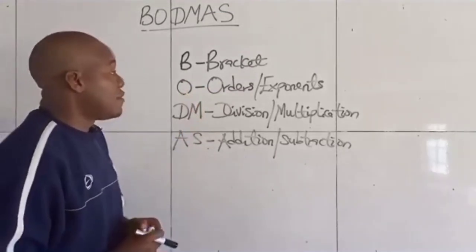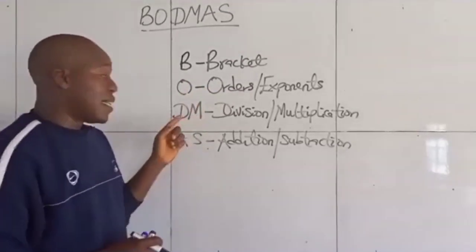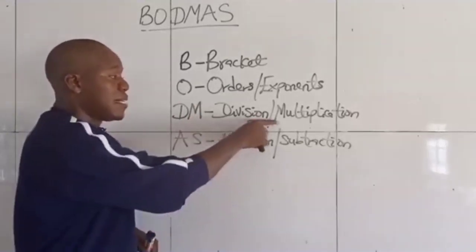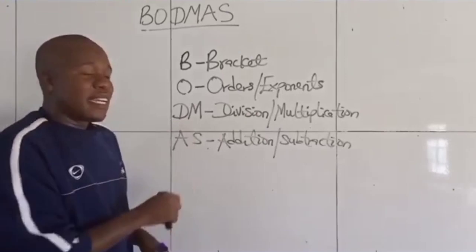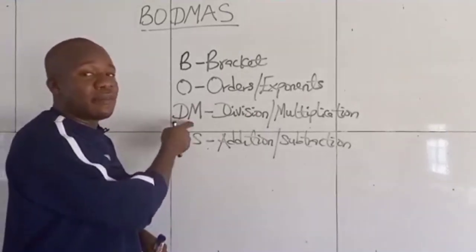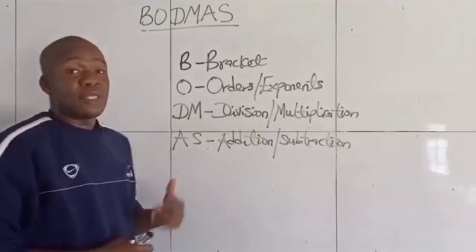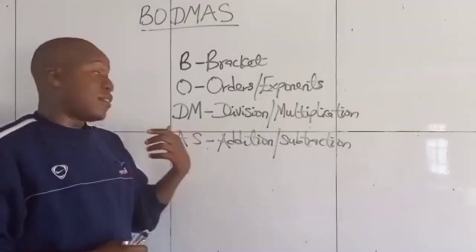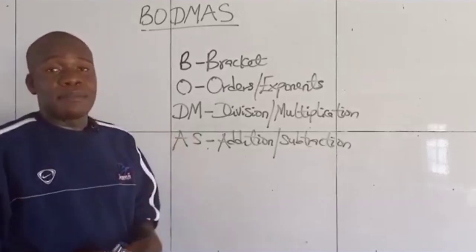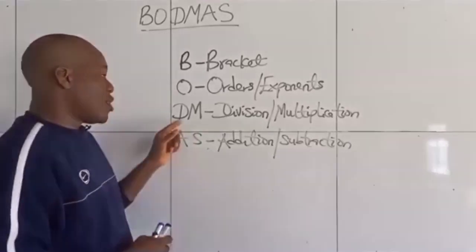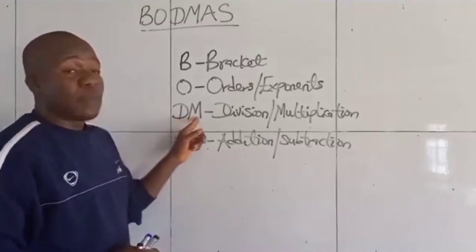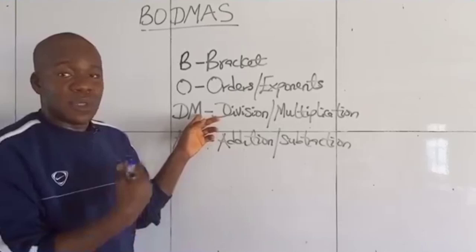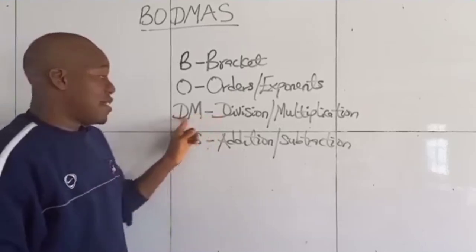When you're done with the ones that involve exponents, you look at the next order, D and M, on the same line. What this means is that division and multiplication have the same precedence. D doesn't have to come before M and vice versa. So division must not be done necessarily before M, or multiplication done before D. No, they have the same precedence. What it means is that if we have an expression involving division and multiplication, you simply solve the expression from left to right, not minding the one that comes first. They have the same weight.